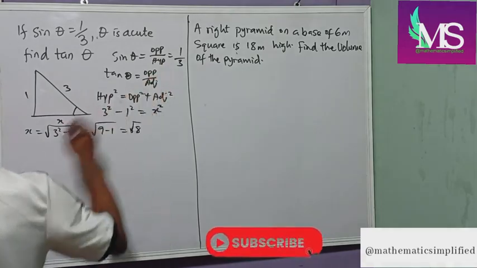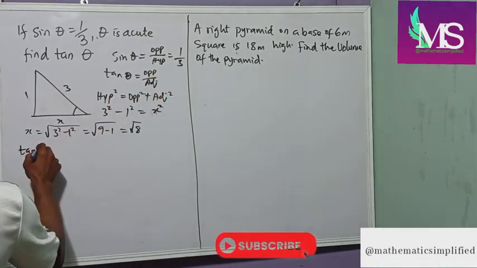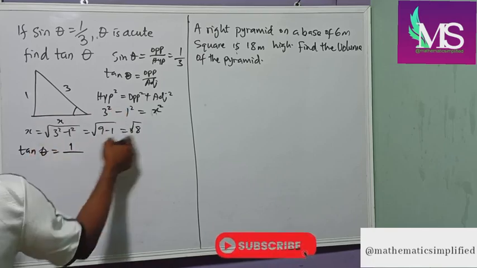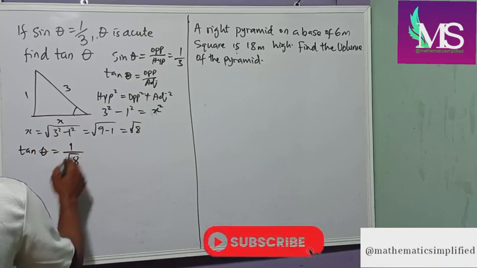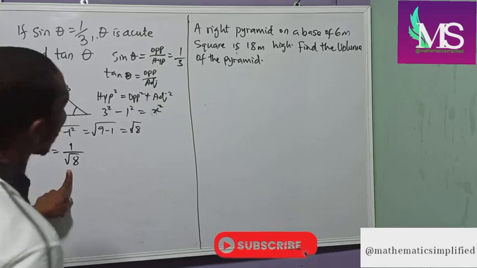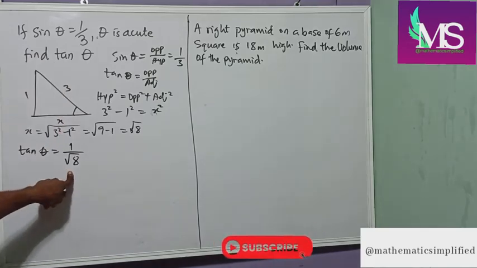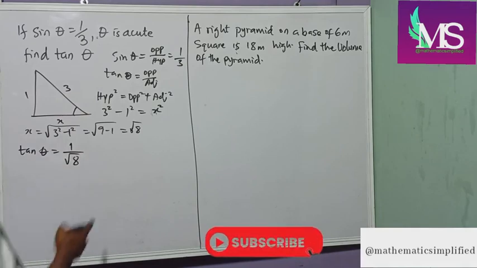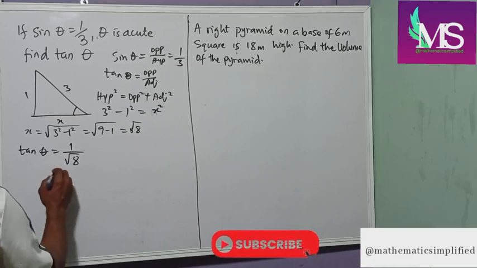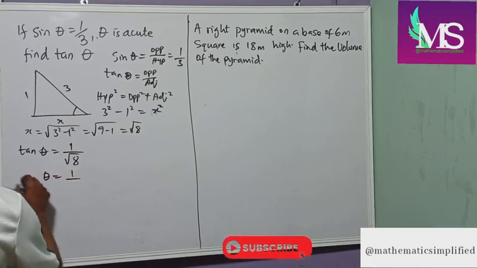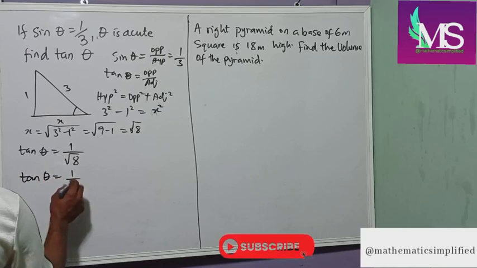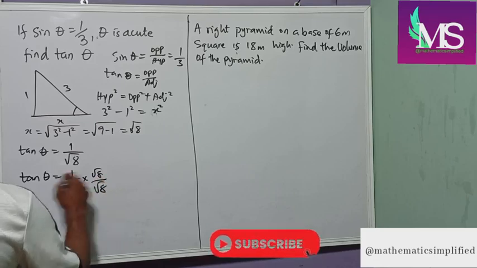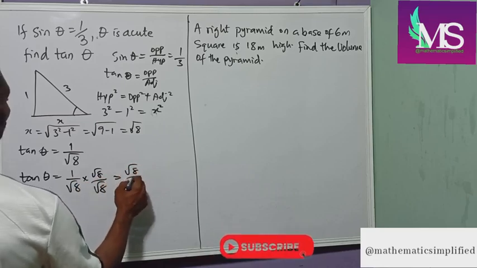Now back to this, our tan theta equals opposite is 1 all over adjacent, which is root 8. But now, since we have a surd as a denominator, we can rationalize it. Rationalizing this, we have tan theta equals 1 over root 8 times root 8 over root 8. So this gives us root 8 over 8.